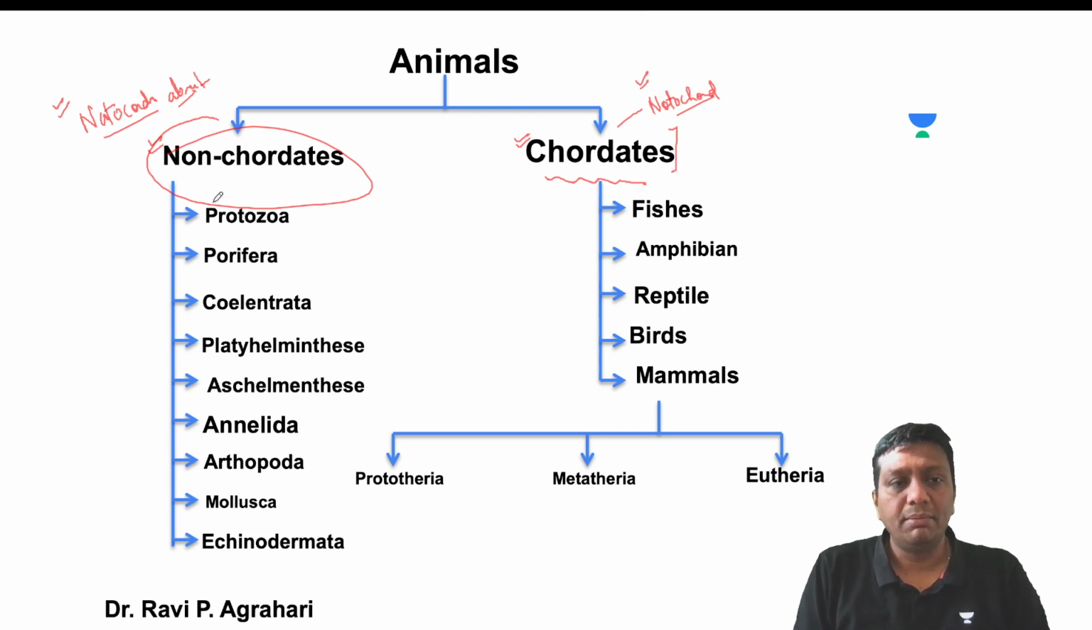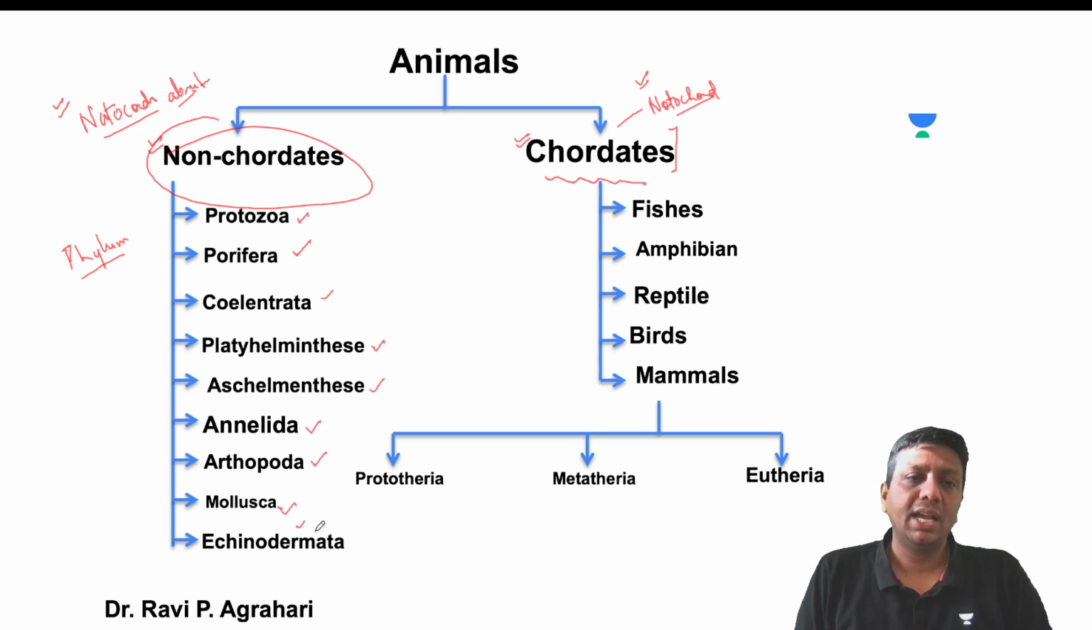Examples of phyla where the notochord is not present are all examples of non-chordata: Protozoa, Porifera, Coelenterata, Platyhelminthes, Aschelminthes, Annelida, Arthropoda, Mollusca, and Echinodermata. So these are the 9 phyla with notochord absence. Examples where the notochord is present, the chordates, are fishes, amphibians, reptiles, birds, and mammals.